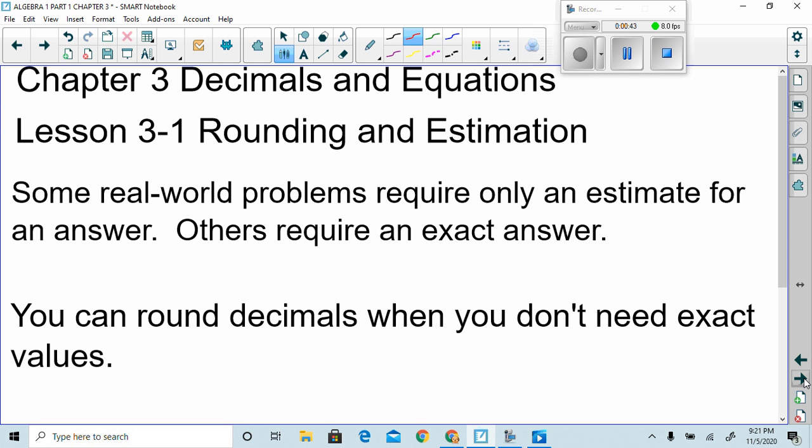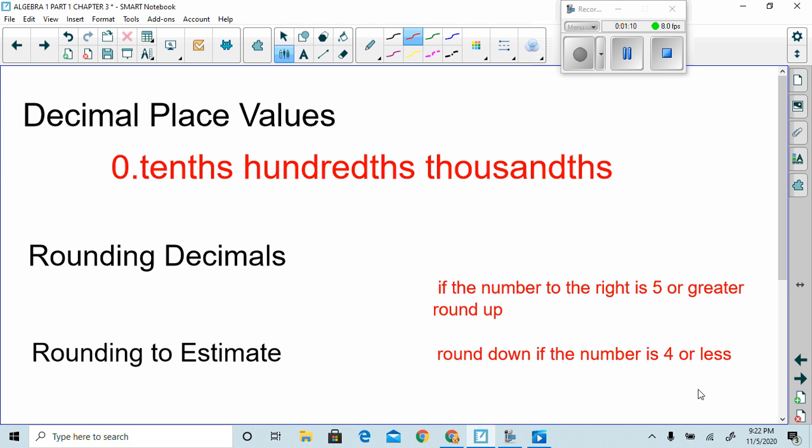So in our first section, we're going to be talking about different rounding and different types of estimation. Once again, in the real world, problems sometimes require only an estimate as an answer. Other times, it's important that we have the exact answer. So you can round decimals when you don't need an exact value. But we need to know something about decimals and all their place values.